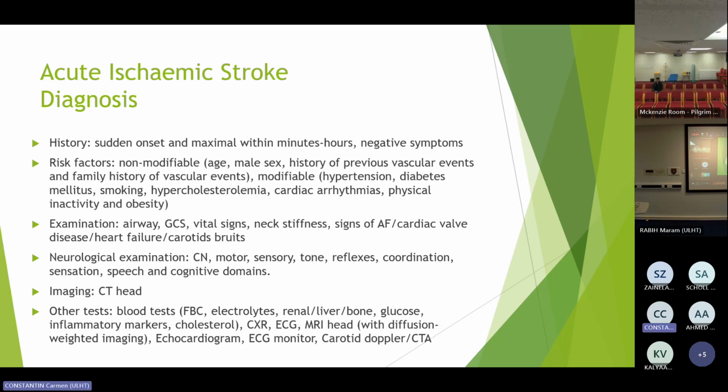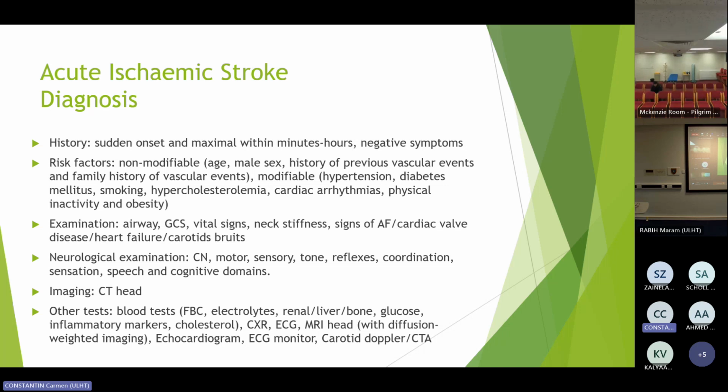And now the examination is covering the airways, the GCS, the vital signs. Yes, you have to check for the neck stiffness. You have to exclude CNS infection, and not the least, signs of atrial fibrillation, of cardiac valve disease, of heart failure, and carotid bruit. Neuro examination is important, but has to cover cranial nerves, motor, sensory, tone, reflexes. I could argue here in acute ischemic stroke, reflexes are not really useful. Coordination, definitely, sensation, speech, and cognitive examination, exactly what we discussed before.